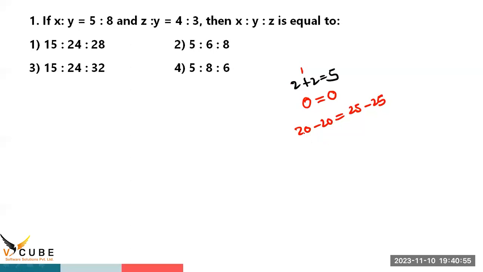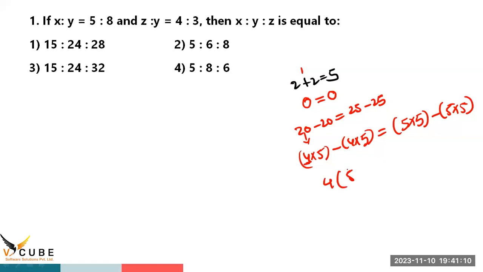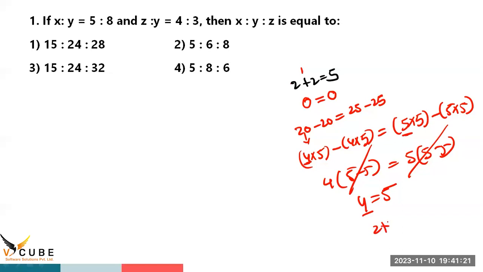20 can be written as 4 into 5, and 25 can be written as 5 into 5. I'm taking 4 common, and on the other side 5 common: 4 times (5 minus 5) equals 5 times (5 minus 5). The 5 minus 5 cancels, remaining 4 is equal to 5. 4 can be written as 2 plus 2, so 2 plus 2 is equal to 5. Clear? Yes, sir. Can you prove 100 is equal to 6? Check them, no issue.